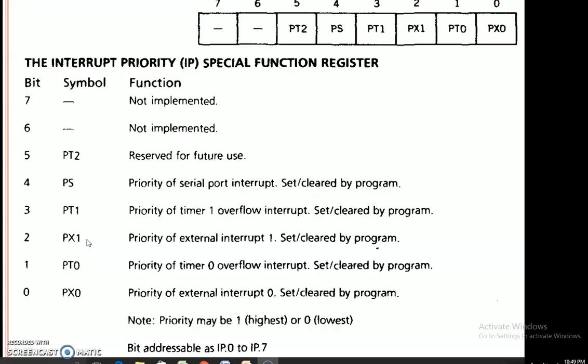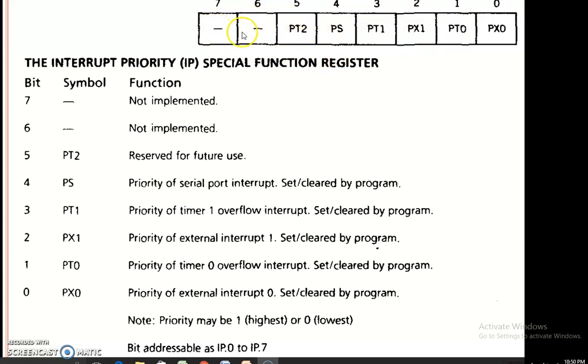Next special function register is IP, nothing but interrupt priority. So using this IP register, you can assign the priority of the 5 interrupts. Here you know very well we have 5 interrupts, 2 external interrupts and 3 internal interrupts. External interrupts are nothing but INT0, INT1 pins, which will generate the interrupts EX0, EX1. Internal interrupts are nothing but 2 timer interrupts and 1 serial communication interrupt. So you can assign the priority among these 5 interrupts. This is the 8-bit IP register.